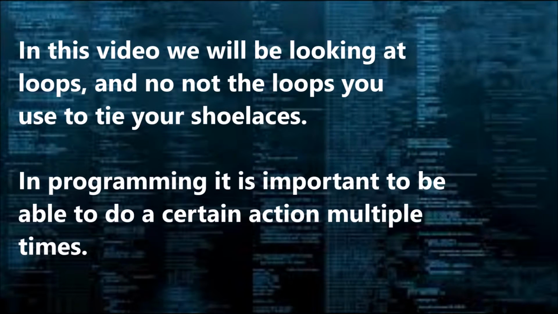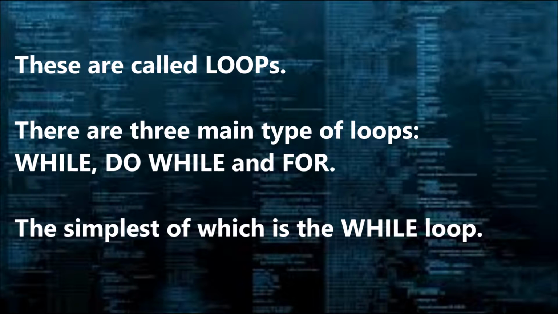Loops. In this video we will be looking at loops, and no, not the loops you use to tie your shoelaces. In programming it is important to be able to do certain actions multiple times. They are called loops. There are three main types of loops: while loop, do while loop, and for loop.